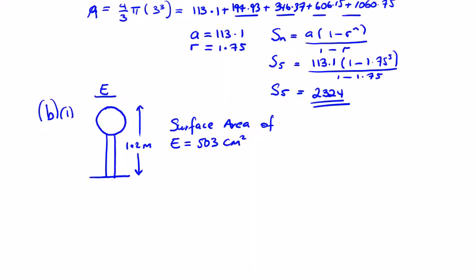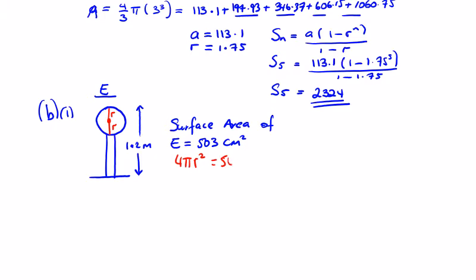Part B of this question, we were told that the surface area of E is 503 centimeters squared, and we know that surface area is 4 pi r squared for a sphere. We're told the height of the railing at E, including the height of the bar and the sphere, is 1.2 meters as shown in the diagram, and asked to find the height of the bar E. So we obviously need to find the radius. There's 2 of them there, so take 2 of the radiuses away from 1.2. We get the height of the bar.